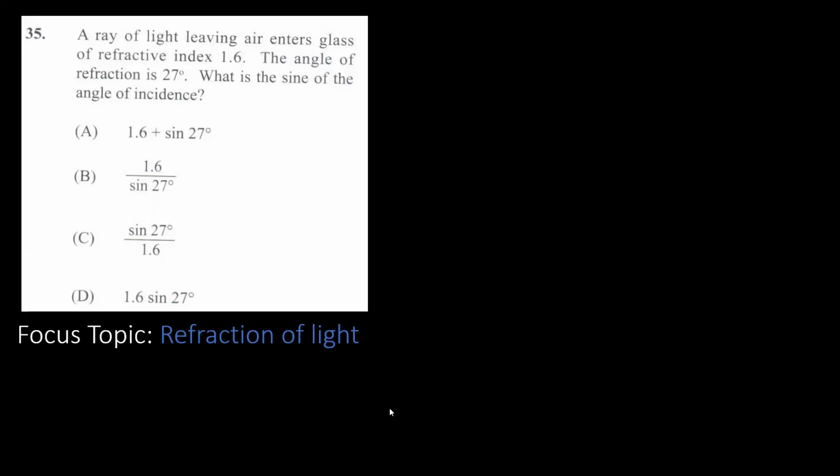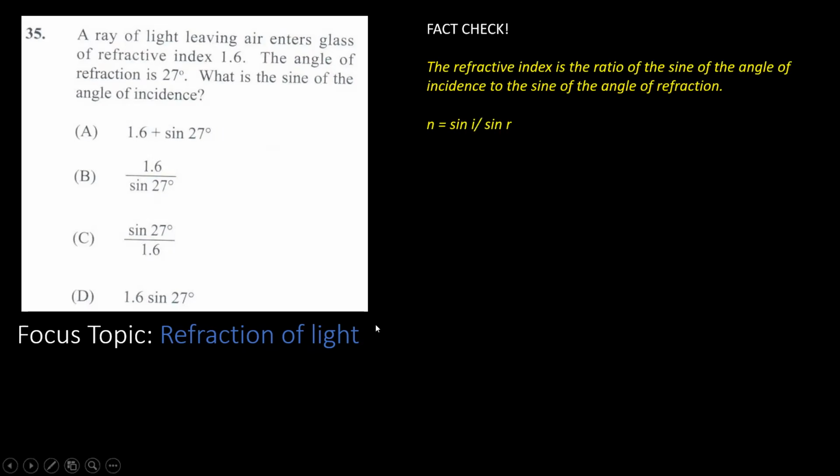Okay, number 35 says a ray of light leaving air enters glass of refractive index 1.6. The angle of refraction is 27 degrees. What is the sine of the angle of incidence? So the refractive index is a ratio of the sine of the angle of incidence to the sine of the angle of refraction. In equation format, we have n is equal to sine i divided by sine r. So that means to find the sine of the angle of incidence, it would be equal to the refractive index times sine of 27. So that's 1.6 times sine of 27, which is D.